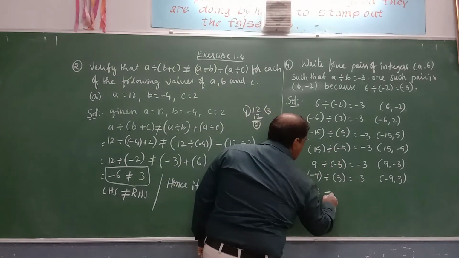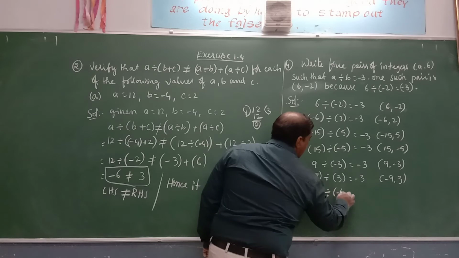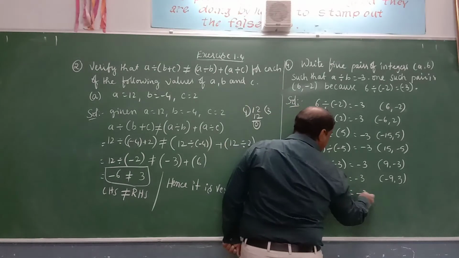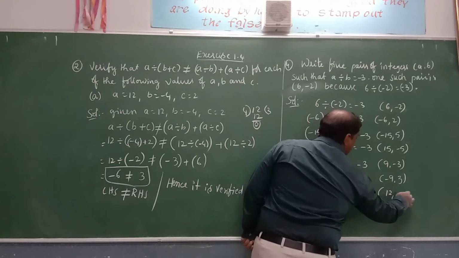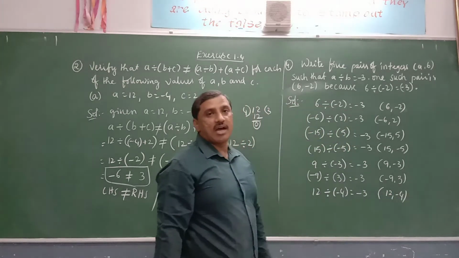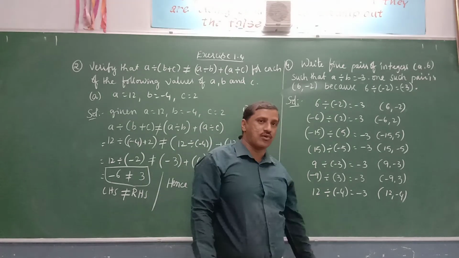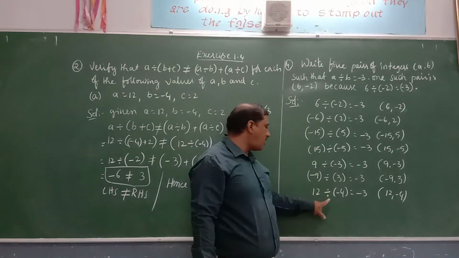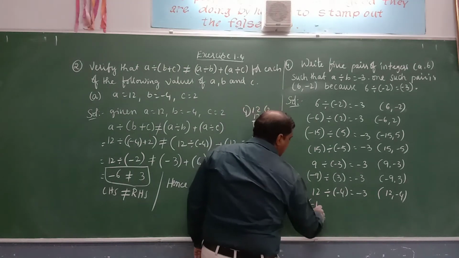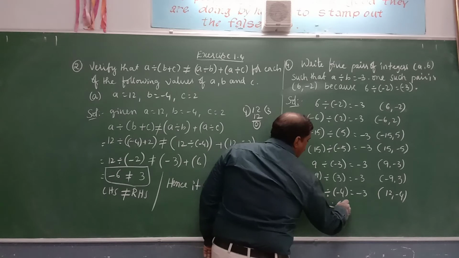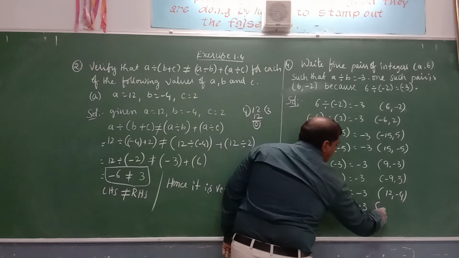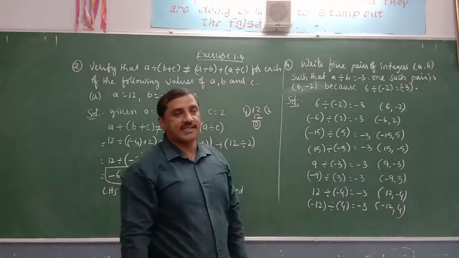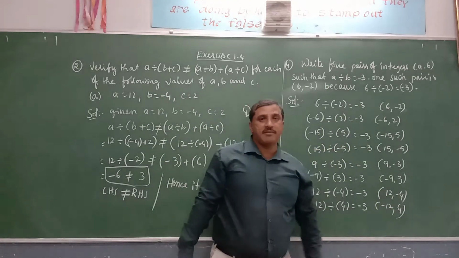We take one more. 12 divided by minus 4 is equal to what? 4 3s are 12. We get minus 3. Therefore, what is the ordered pair? The pair of integers is 12 comma minus 4. So 5 I wrote. If you want to write one more, just change the signs. Minus 12 divided by 4 is also equal to minus 3. Therefore, minus 12 comma 4 is one more pair of integers which satisfies a divided by b is equal to minus 3.